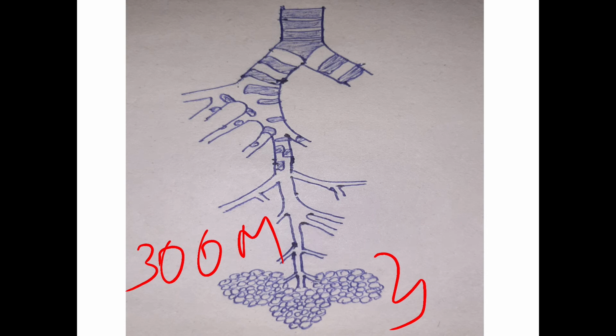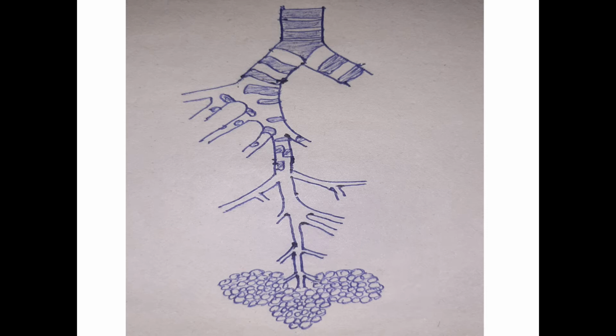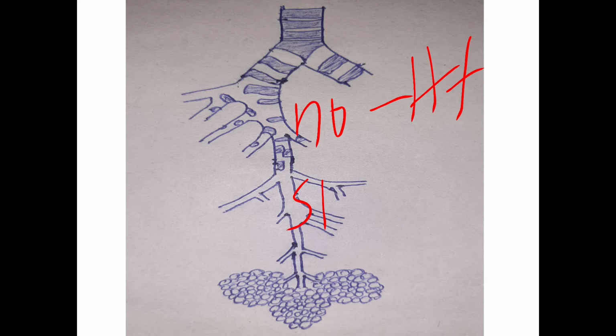The number and the size of the alveoli depend upon two factors. The number depends upon the height of the individual, whereas the size depends upon the volume of the air in the lungs. So the number and the size depend upon the height of the individual and the volume of the air in the lungs respectively, right?